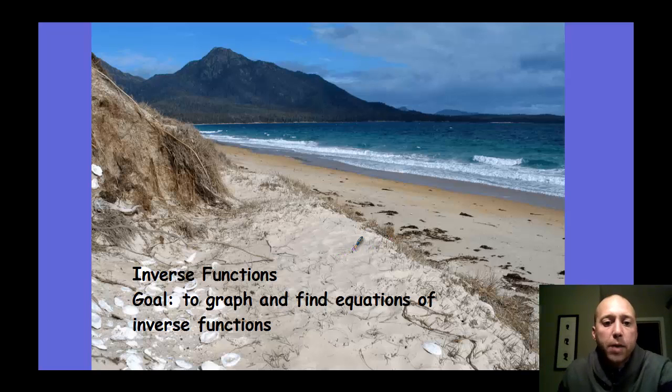Honors Algebra 2, Chapter 6, Section 4, Inverse Functions. So we're going to look at how to graph and find the equations of inverse functions.